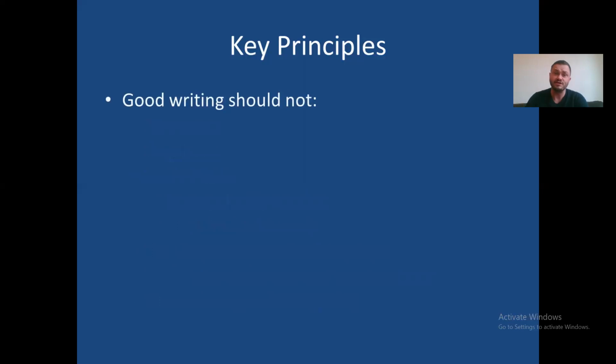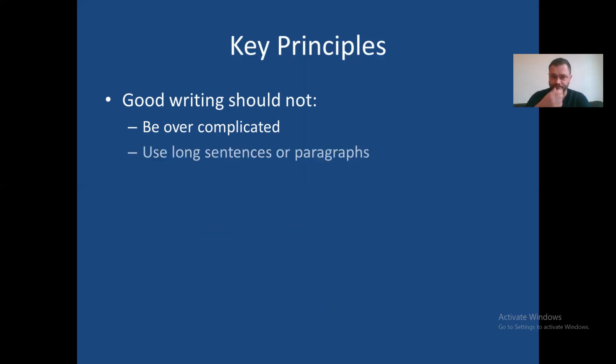Conversely, there are lots of things that good writing should not be or should not do. One thing that good writing should not do is be overcomplicated. I mentioned this in the last slide when I was talking about being precise and concise. This is a similar idea. You should not overcomplicate what it is you want to say. Keep it simple, and I've got some examples of this later.